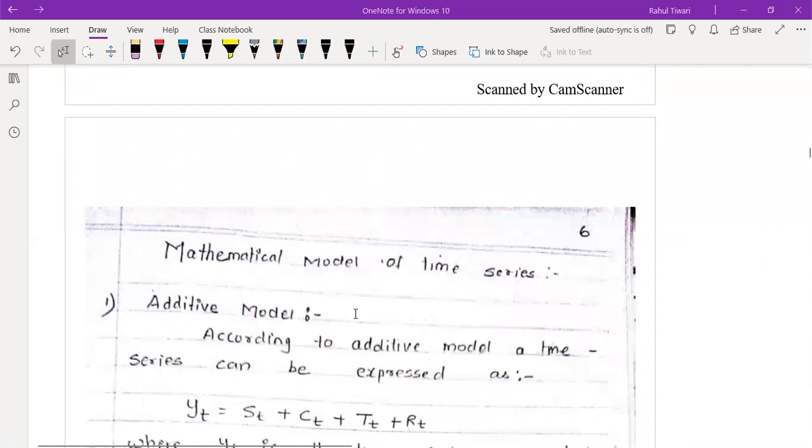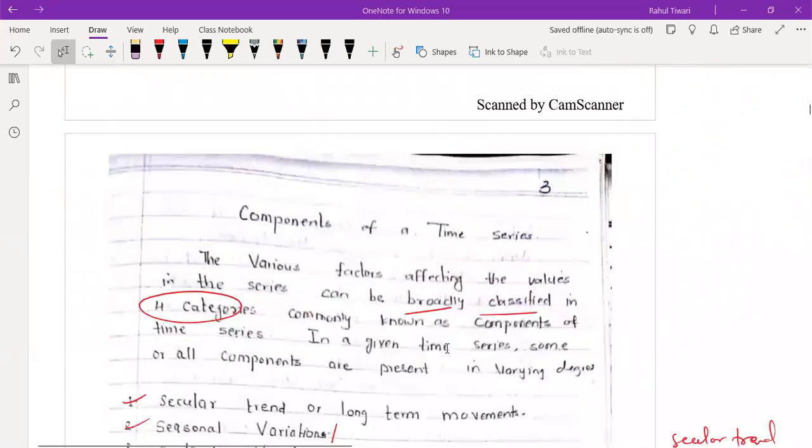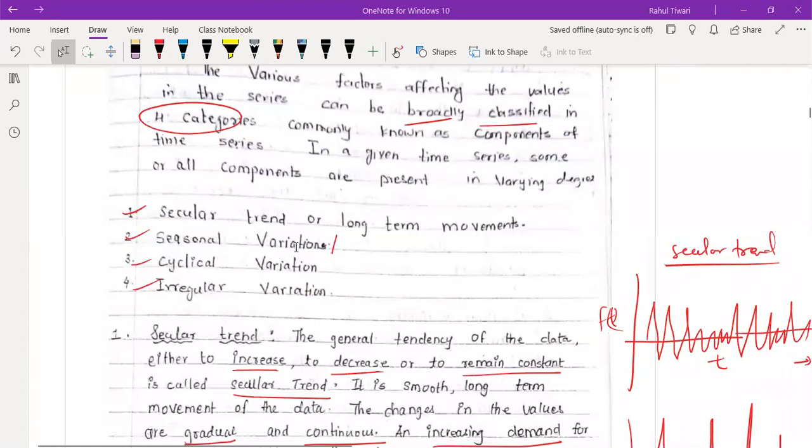Then if you want, I will give some examples also. Can anyone tell me, go to the chat box and write down which type of variation this is. For example, sales of greeting cards go up in Diwali and Christmas. We have four types of variation. Which variation is it? Seasonal variation. Correct. So it is seasonal.